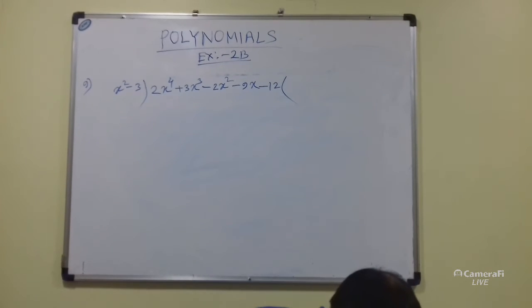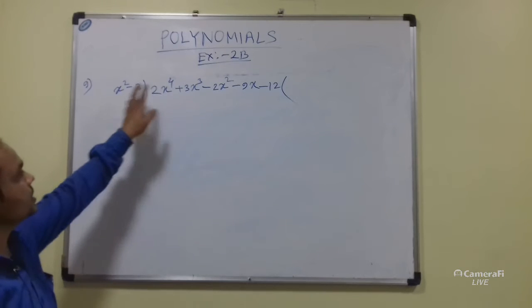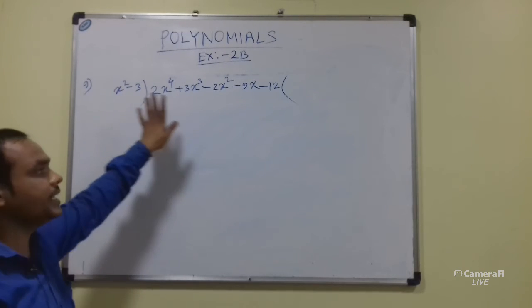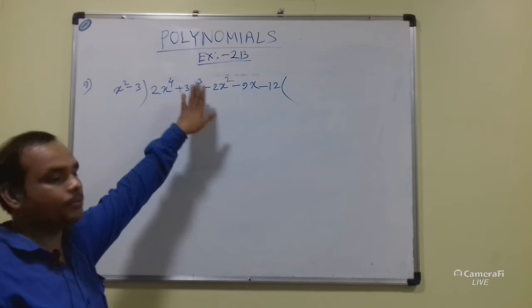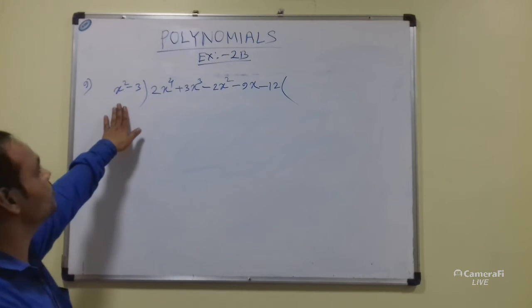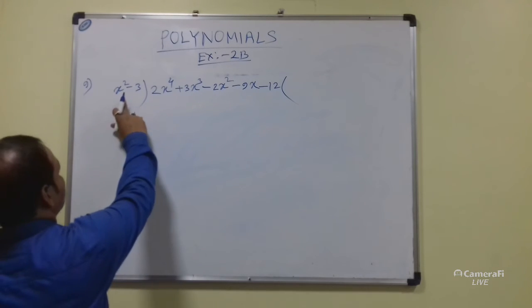Now we have to check that x square minus 3 is a factor of this. That means it is exactly divisible. So if it is px, then px is exactly divisible by gx.